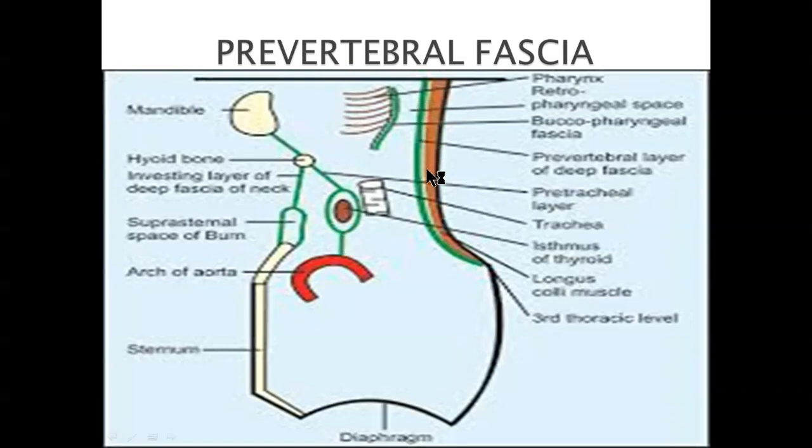The importance of the prevertebral fascia is that it separates the retropharyngeal space. It separates the pharynx from the spinal area, giving that space, which is very important. We will talk about the buccopharyngeal fascia in an upcoming slide.